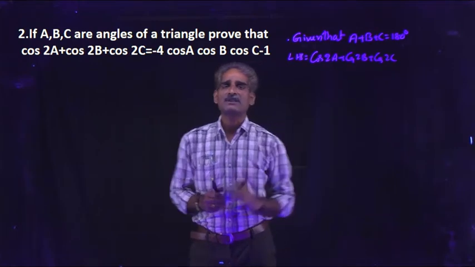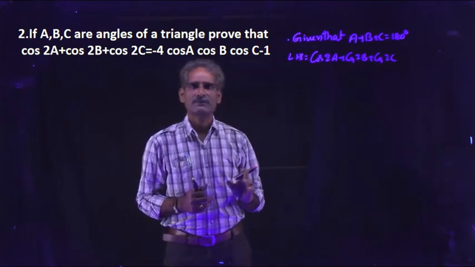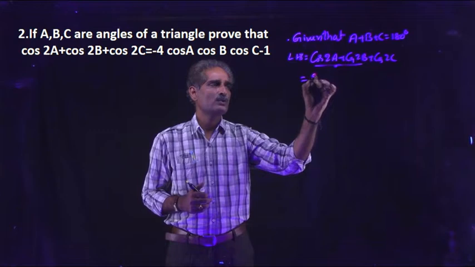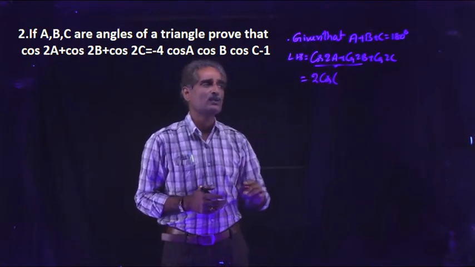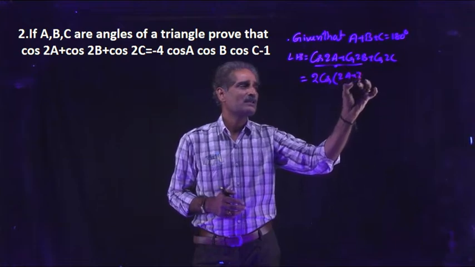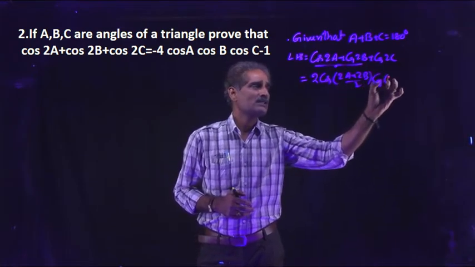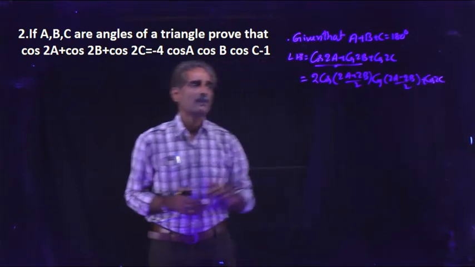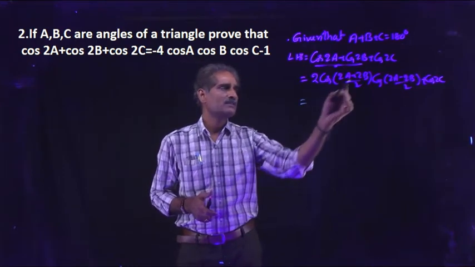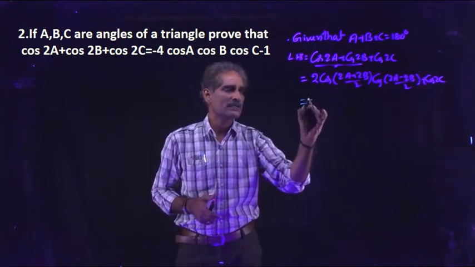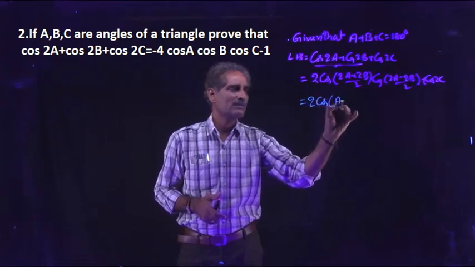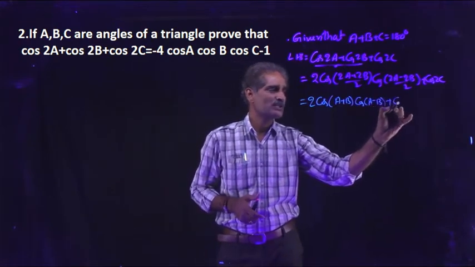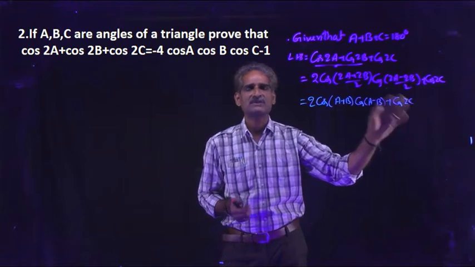You can apply the cos C plus cos D formula for any two functions. So apply it for these two: cos C plus cos D is 2 cos of (C plus D) by 2, so 2A plus 2B by 2, into cos of (C minus D) by 2, plus cos 2C. Now simplify the angles. The 2s get cancelled, and we get 2 cos (A plus B) cos (A minus B) plus cos 2C. We don't know about this, just leave it.